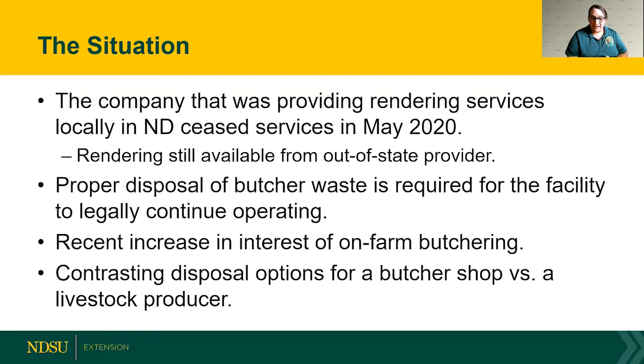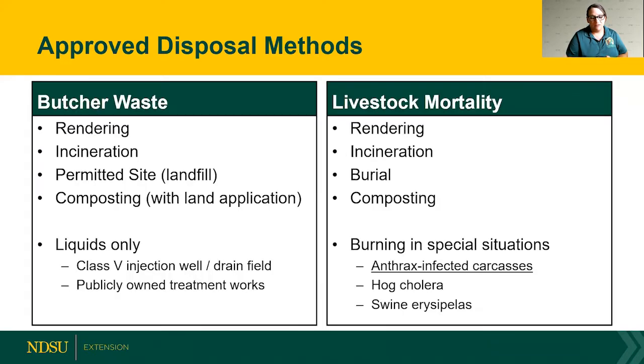Of course, there are contrasting disposal options between if you're a butcher shop or if you have a livestock mortality on your farm. So just to run through a few of the approved disposal methods, as you can see on this slide here, for both butcher waste and livestock mortality, rendering, incineration, and composting are all options. Permitted sites are also an option that our butcher waste facilities can use, so a landfill. Our livestock mortalities can use them as well. However, it's not technically written in the law like that, but it is an approved method.